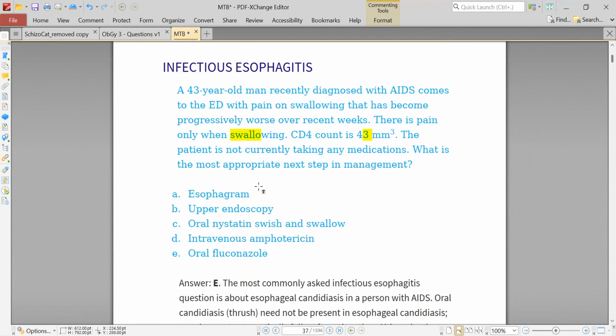So here, what do we do? In AIDS, what is the most common infection? It is going to be Candida. Candida, that is oral thrush. So for that, we will use oral fluconazole.